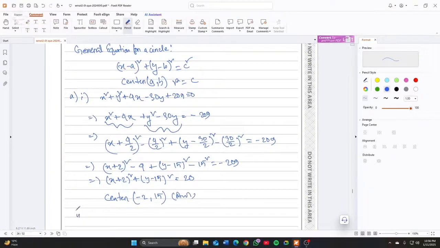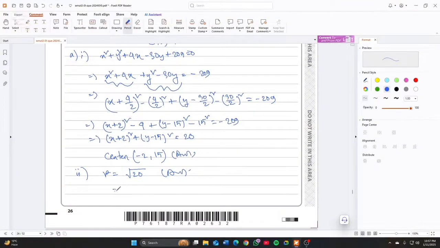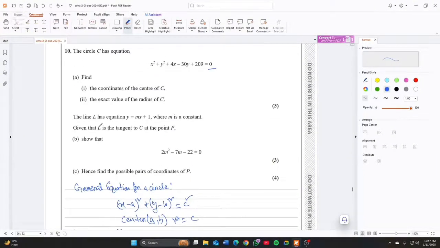And for number 2, our radius is equal to what? Root of this. So root of 20, sorry. Also, you can write it in the form like 2 root 5, and you can give units. It's the same result.